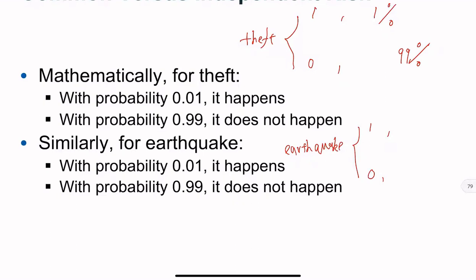Now, clearly, earthquake happens with 1% chance. And earthquake does not happen with 99% chance, right? What you can see here is, obviously, theft and earthquake have the same probability distribution, right? And we know that based on probability distribution, you could calculate the expectation and standard deviation. So if theft and earthquake have the same probability distribution, then they should have the same standard deviation and expectation, right?